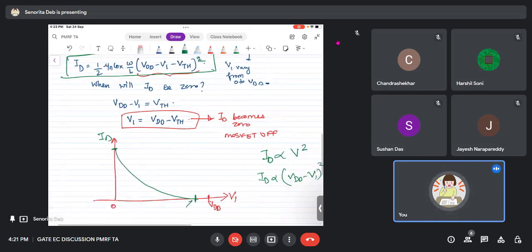And when will it be 0? It will be 0 when V1 has reached VDD minus VTH. So it will not go completely to VDD. Before that, the MOSFET will turn off and the current will become 0. Is this clear?